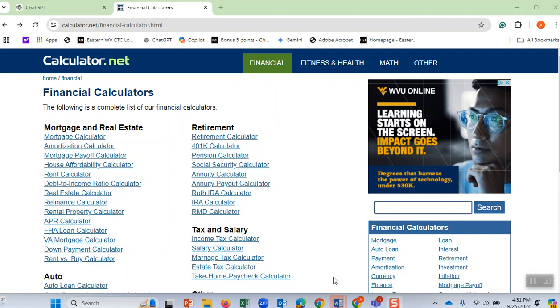Hello, all. We want to talk about the house affordability calculator. At some point, we imagine we want to buy a house, and we want to know if we are going to be approved for a loan and how much the bank is going to approve us.